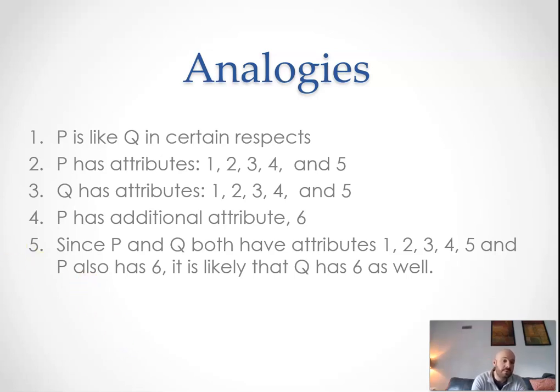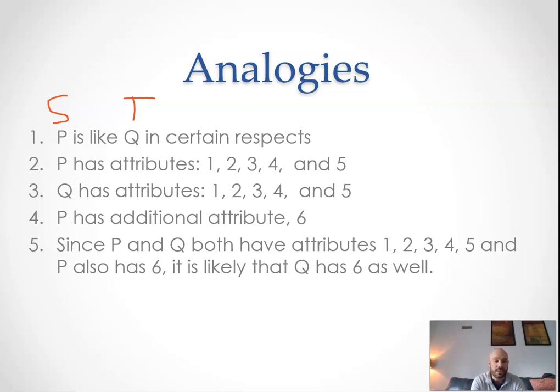Let's pay attention to the second one right now. So look, it says P has attributes 1, 2, 3, 4, and 5. And Q has attributes 1, 2, 3, 4, and 5. So this is a positive analogy between the source and the target. The source, P, has this set of attributes. Maybe it's kind, is competent, is welcoming, et cetera, and Q has the same ones. Okay, so that's the information that we have.